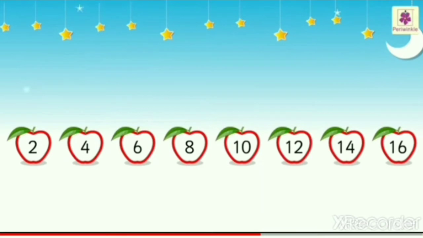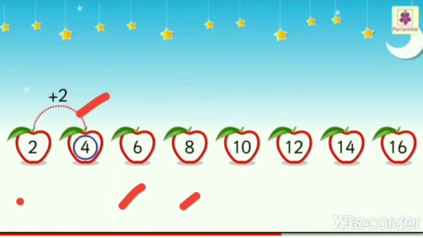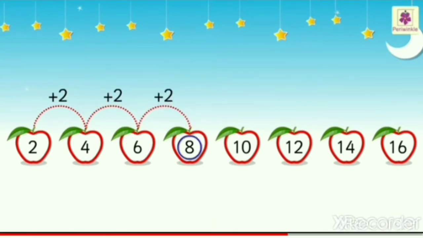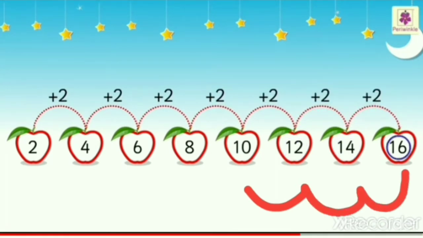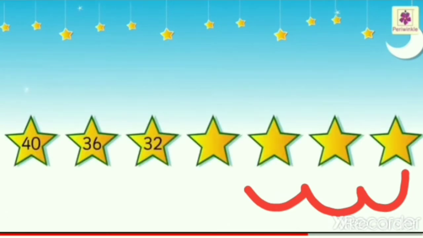Now look at this pattern. This pattern is on the numbers. The first number is 2, then 4, then 6, then 8. So the next number is obtained by adding 2 to the first number, then again adding 2, and then again 2, and so on. So this pattern is on the numbers. The next number is obtained by adding the same value to the previous number. So this is again an example of a pattern.